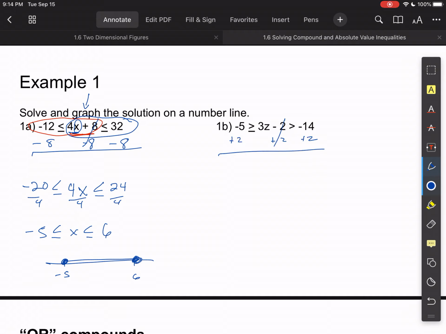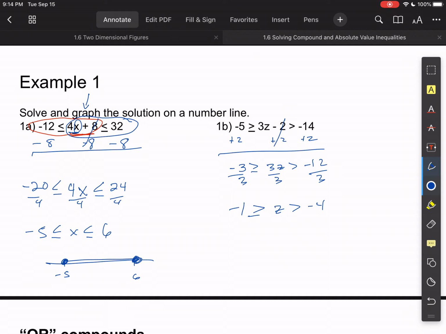That gets rid of this. Okay, -2 plus 3 is -3, which is greater than or equal to 3z, which is greater than -14 plus 2 is -12. Then I'm going to divide everything by 3 to get that z by itself. So I have -1, which is greater than or equal to z, which is greater than -4.